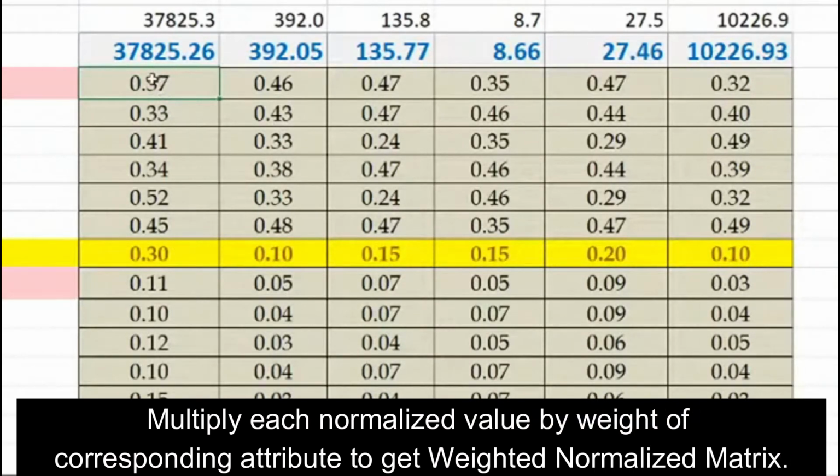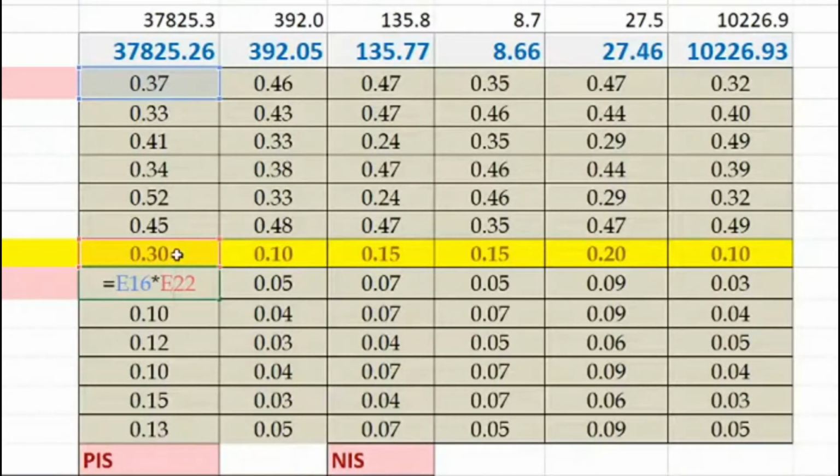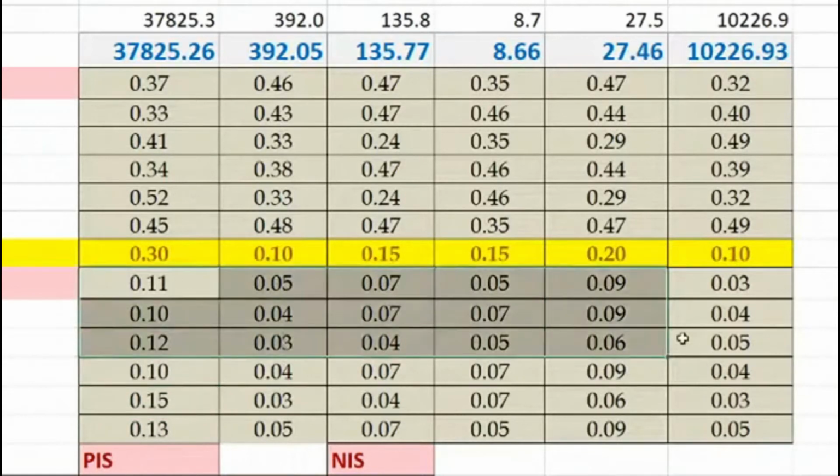So if I multiply 0.37 by 0.3, 0.46 by 0.1, I am going to get all these values of the first row. You can see how it is obtained: E16, that means this cell, multiplied by 0.3. Then the second cell is E17, we just go one cell below, 0.33 into 0.3. Similarly, this cell is 0.34 into 0.3. So we are multiplying all these normalized values by their respective weights to get the weighted normalization. That's why it is called weighted normalization.